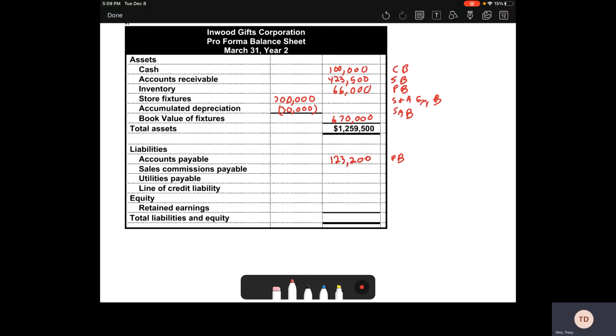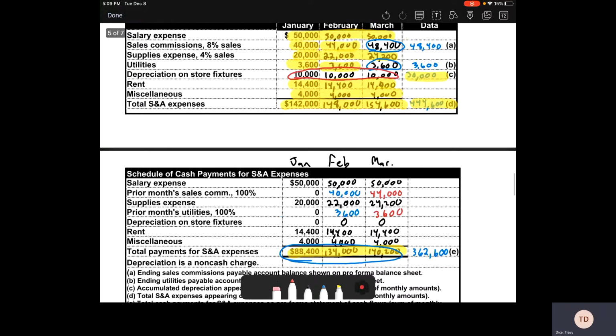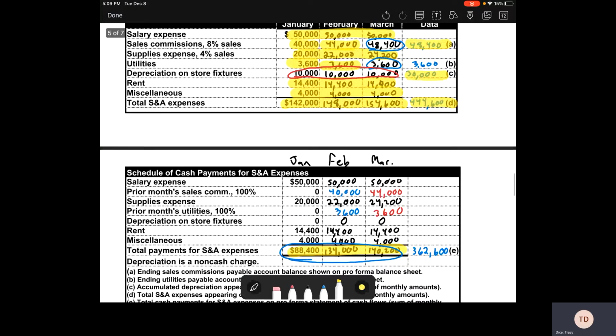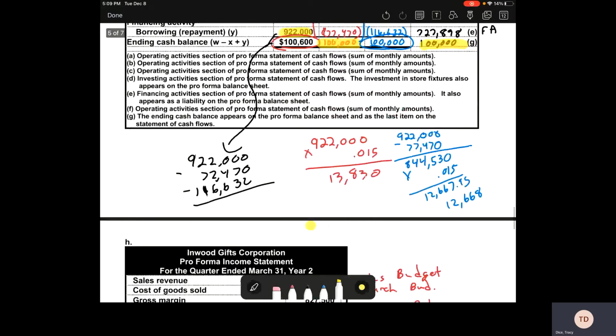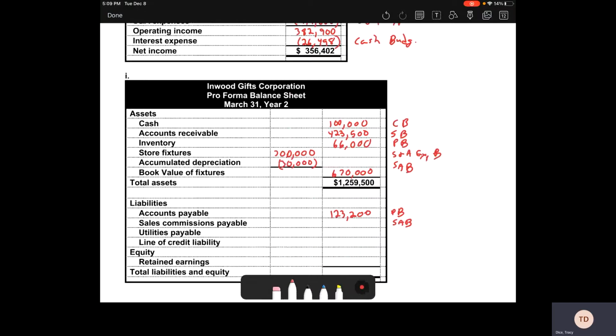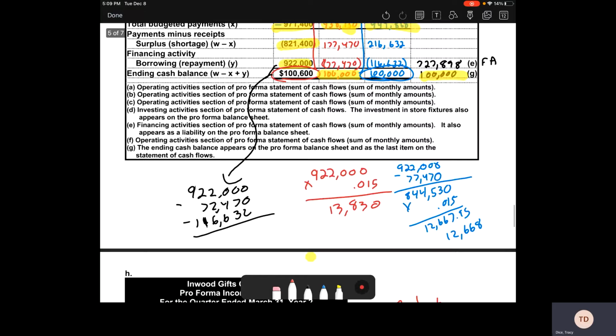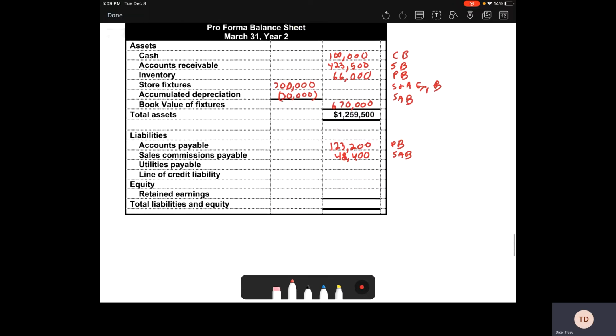Our sales commission payable is going to be on our selling and administrative expenses budget. So we come back up here. What do we still owe for our sales commission? That would be the sales commission of 48,400. That was part A for the sales commission. So we still owe 48,400. Our utilities payable, again, that's coming from your selling and administrative budget.